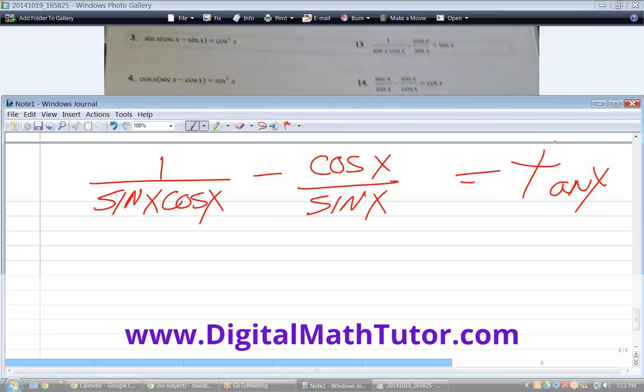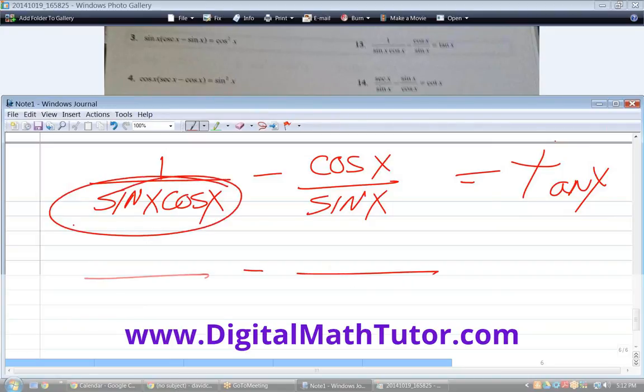How are we going to do that? Would those two cosines cancel? No. Okay. What we're doing is subtracting fractions. How do we subtract fractions? Finding a common denominator. What is the common denominator going to be? Sine. No, it's going to be that.